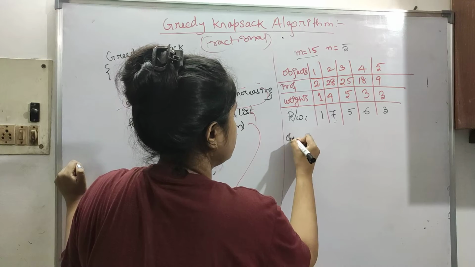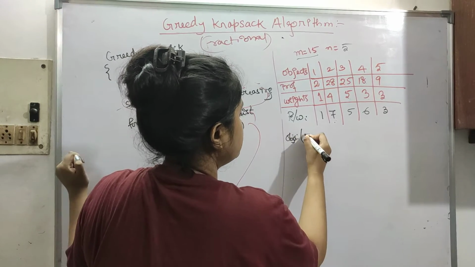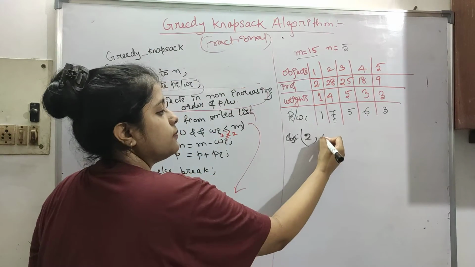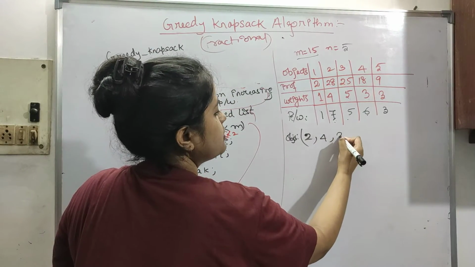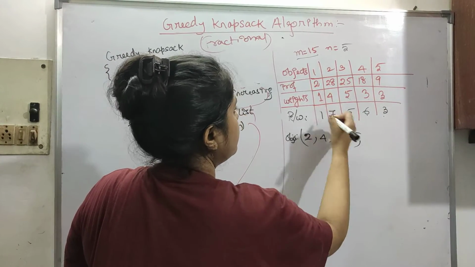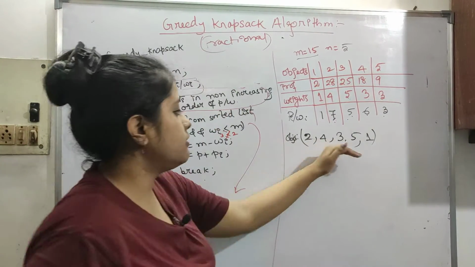These are objects, okay. Objects are stored like this. 2 is taken. Then 6 means object 4. Then 5 means object 3 here. Then 3 means object 5. And then lastly 1. So this is our sorted order.